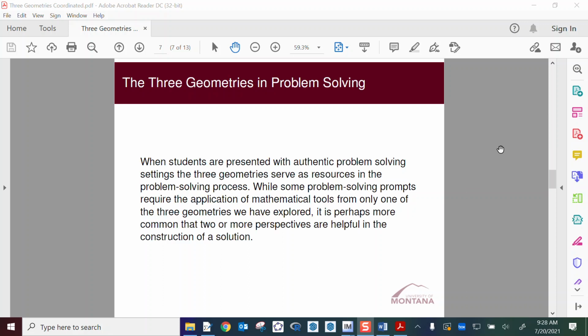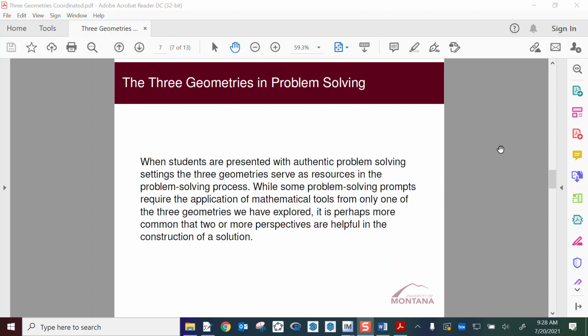And then here's my statement about the three geometries in problem solving. I think when students are presented with authentic problem solving settings, the three geometries serve as resources in the problem solving process. They're tools, right? Tools that kids access when they try to solve geometry problems. And while some problem solving prompts require the application of mathematical tools from only one of the three geometries we've explored, it's perhaps more common that two or more perspectives are helpful in the construction of a solution. This is the hard part, I think, about teaching geometry and helping kids problem solve geometrically: we have these different perspectives, and usually more than one comes into play when we have to solve a problem. So they're used in a combined effort to arrive at a solution.